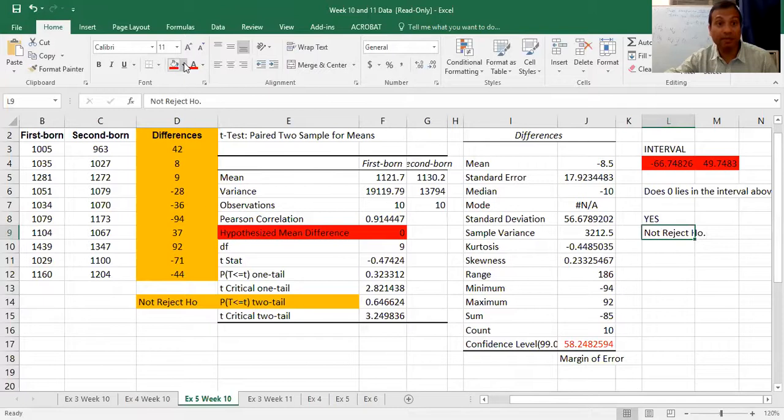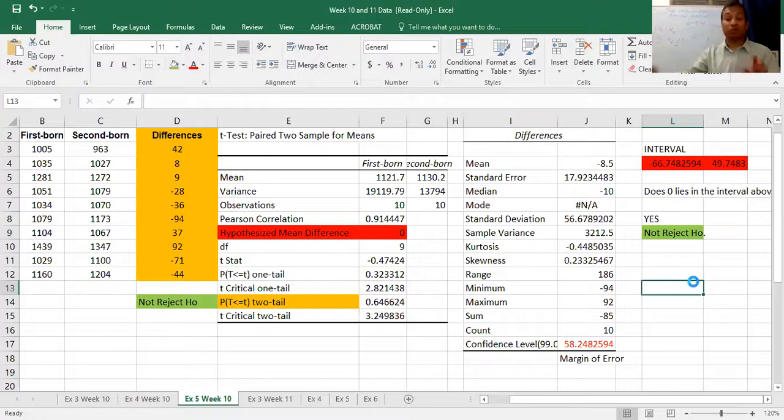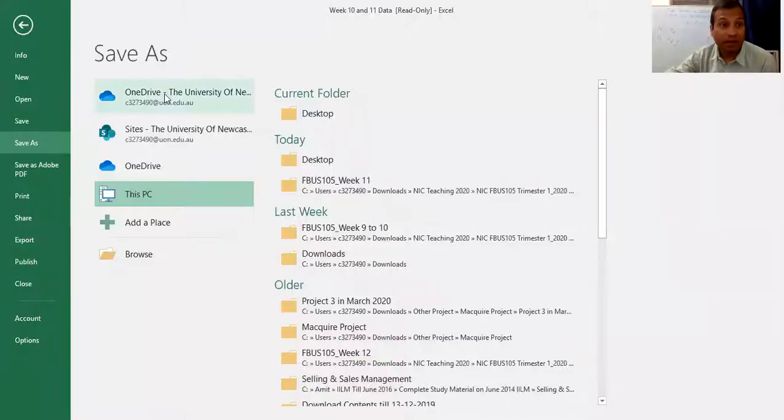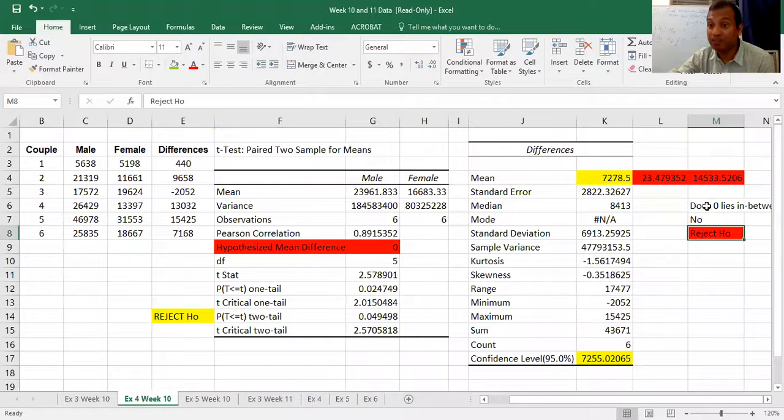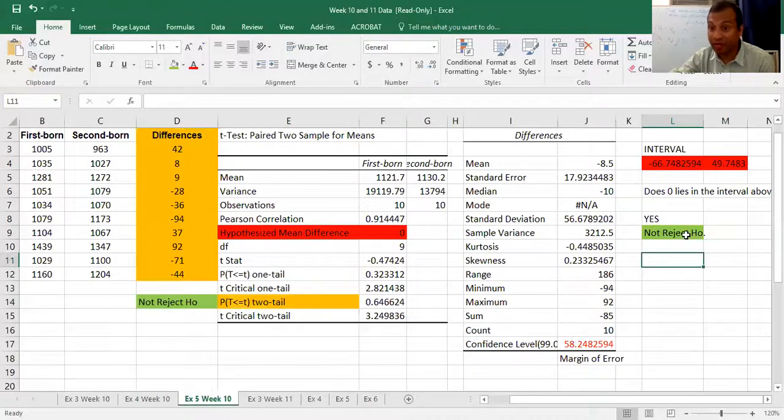And this is the same conclusion we made using the hypothesis testing over here. Both conclusions are the same. In this case we should not reject, but in the earlier one we rejected it. Why? Because 0 was not lying in the range, so we rejected H naught, and that was exactly the same as the hypothesis test. But in exercise number 5 we do not reject because 0 lies in the interval, and that is the same as the p-value consideration.